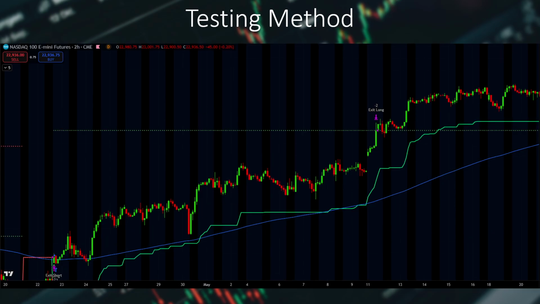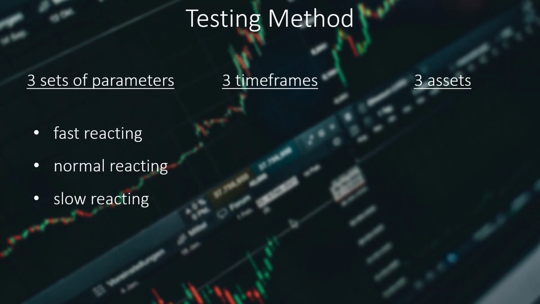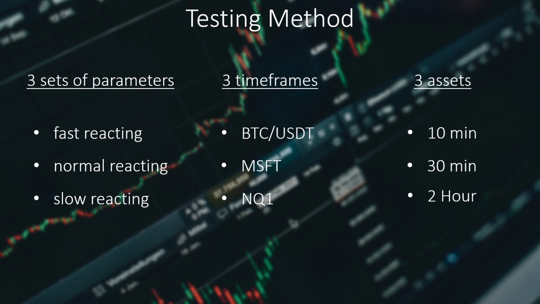So if you are a short-term trader, the fast reacting will be good for you, and if you are a swing trader, the slow reacting will be good for you. Considering the assets and timeframes, I tested BTC/USDT, Microsoft stock, and NQ1 or the US 100. I tested the 10-minute, the 30-minute, and the 2-hour charts. So the total combination is 54 backtests, 27 tests for each strategy script.